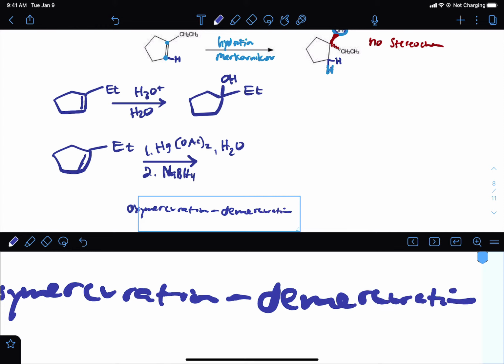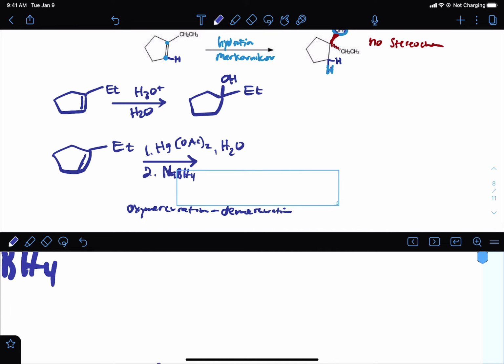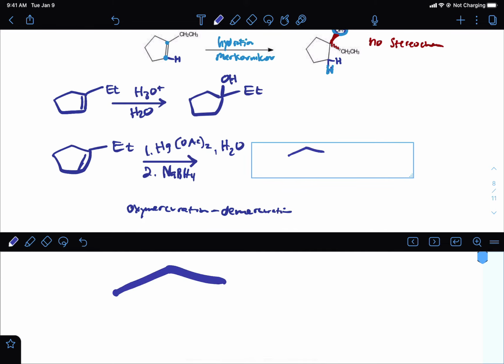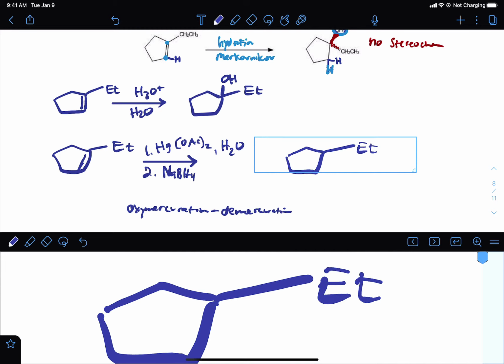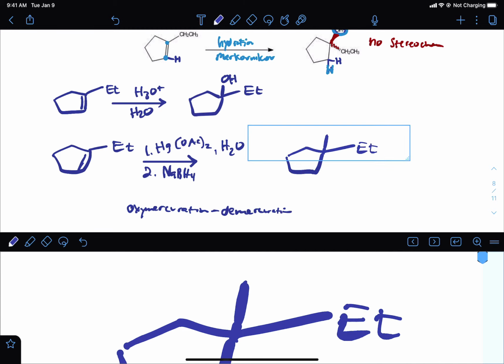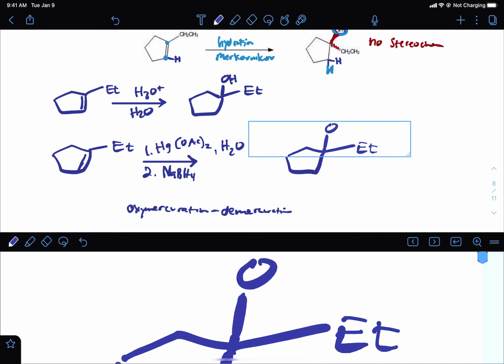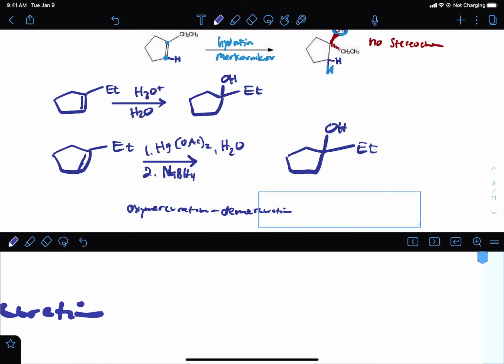Demercuration. And it does the same thing. It literally achieves the same transformation. OH there. Okay. Markovnikov hydration. Okay. Same idea. But it does it by a very different mechanism, as you probably guessed.